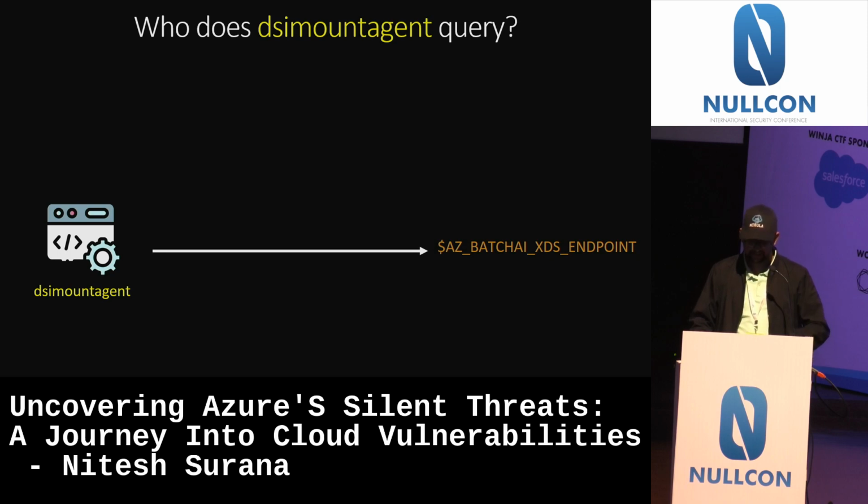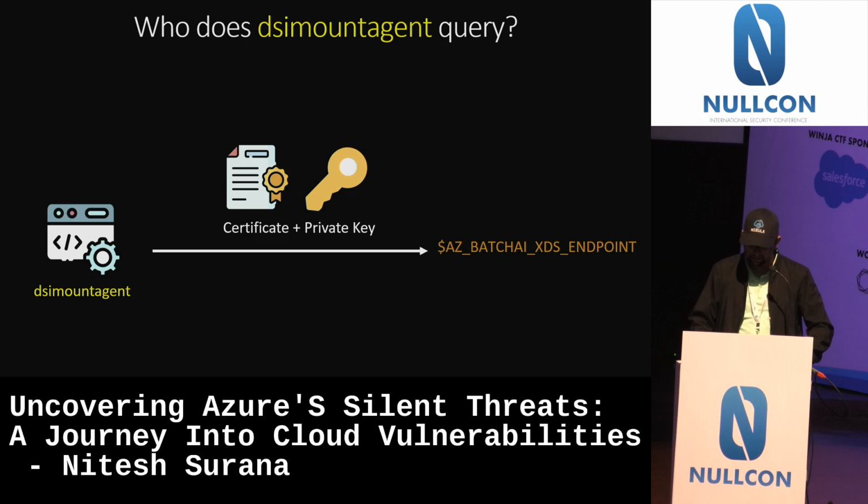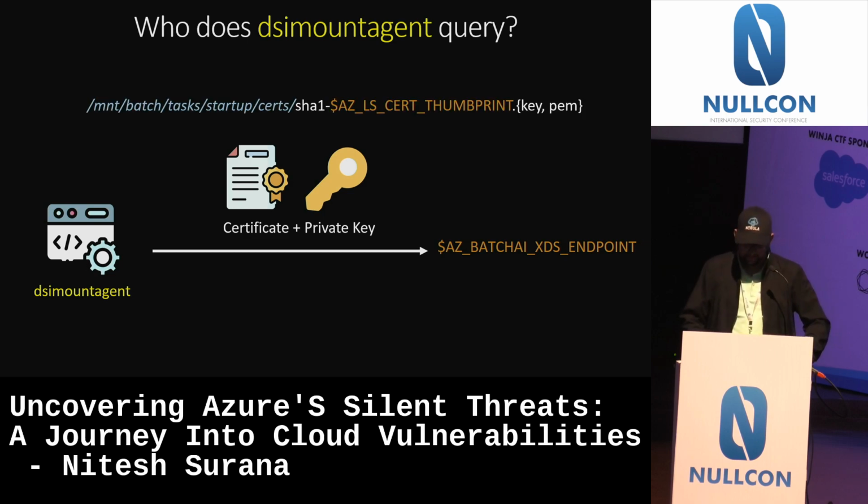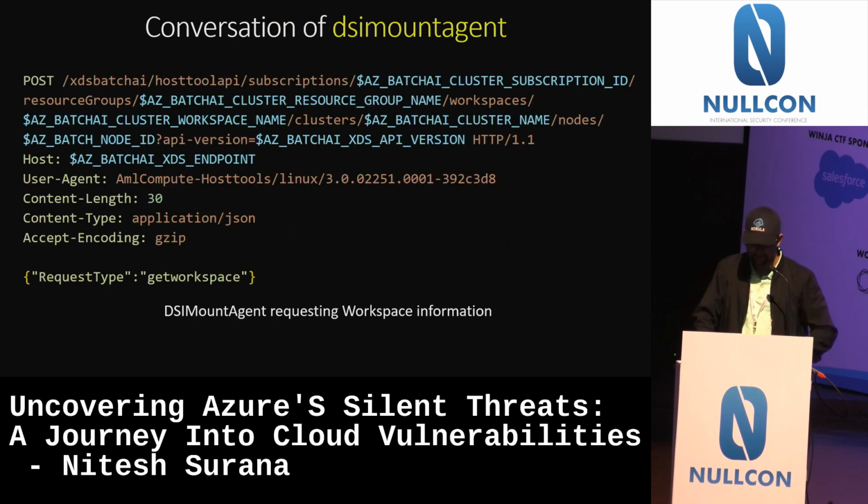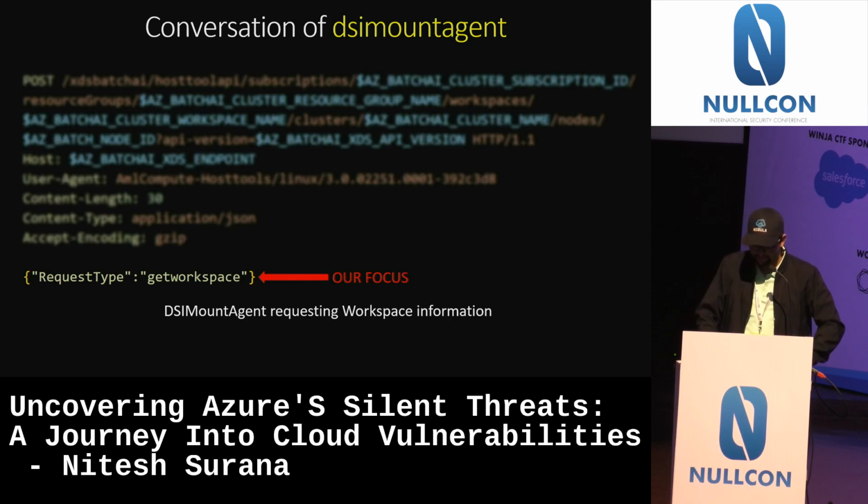So it turns out that the agent talks to the value that was in the batch AI XDS endpoint using the certificate and private key. And the certificate and private key are from this path here. So this is how the POST request looks like. We won't be focusing on the POST request URI and everything. We'll just focus on the body of this POST request from now onwards, because that is the same across everything that we see now. Okay.